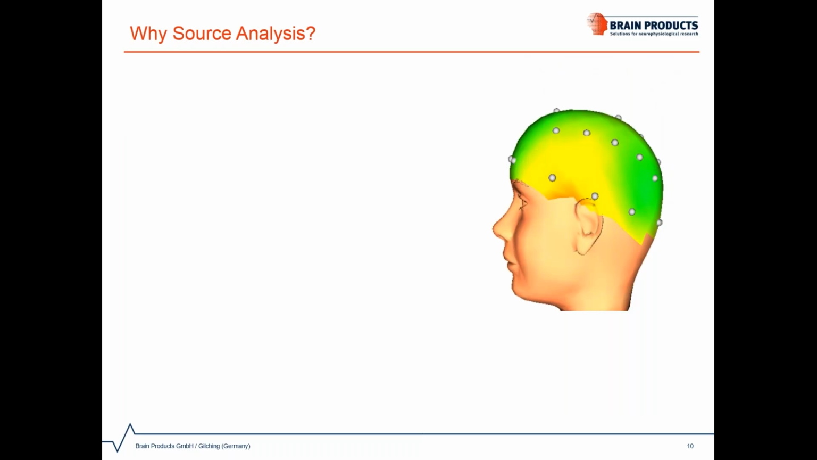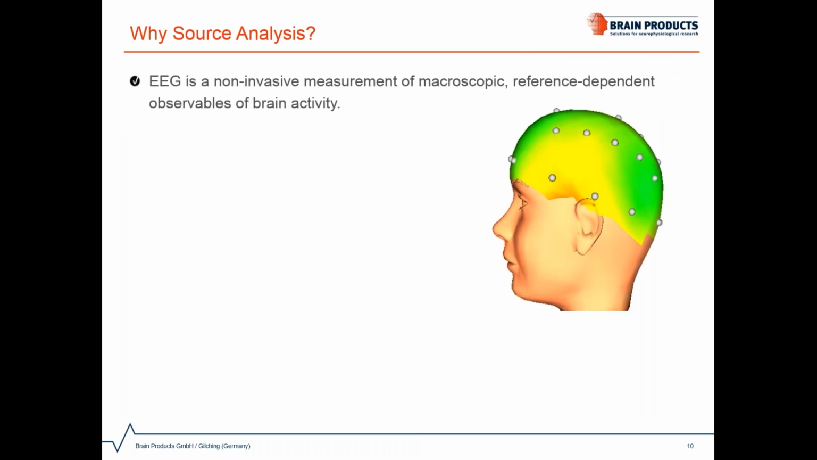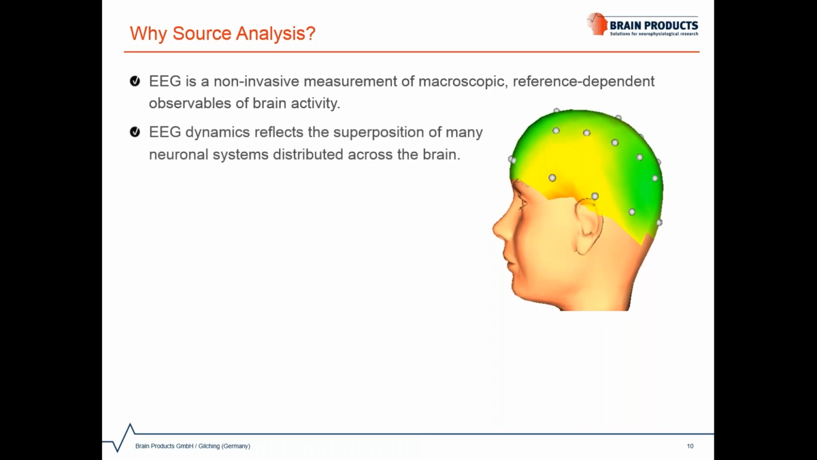So, what is the rationale behind source analysis? EEG provides the relative measure of the brain activity non-invasively. This means we get reference-dependent scalp measurements as a voltage difference between two different recording sites, with one site serving as a reference for the other. Since it's a non-invasive measure, we can't get the activity of a single neuron. Rather, what we get is a superposition of different source activities.